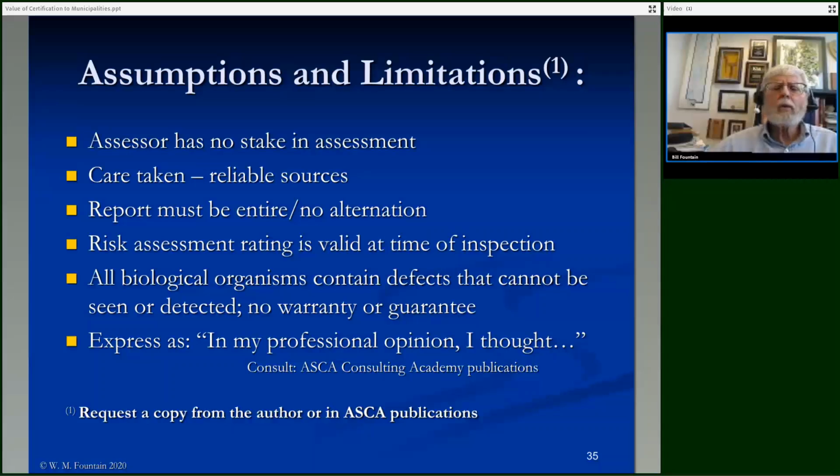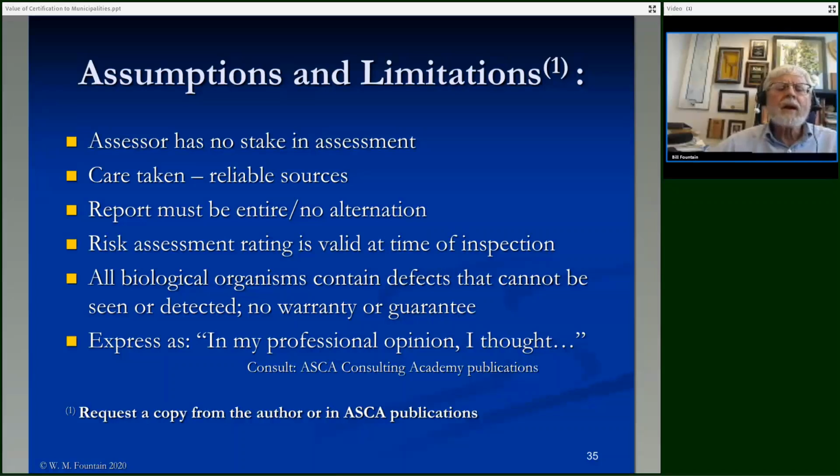At the end of every one of these really good reports, you will have assumptions and limitations. My assumption and limitation page is going to be about a page long, and if you want a copy of this, you can shoot me an email. You can also look at some of the ASCA publications and get a copy of that, but I'll be glad to share just a boilerplate with you.